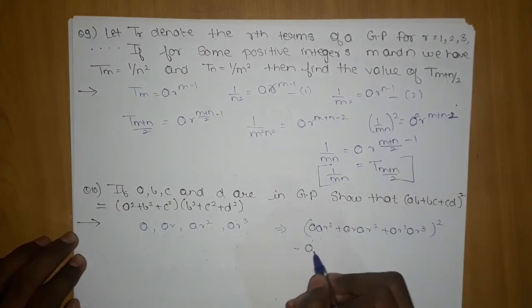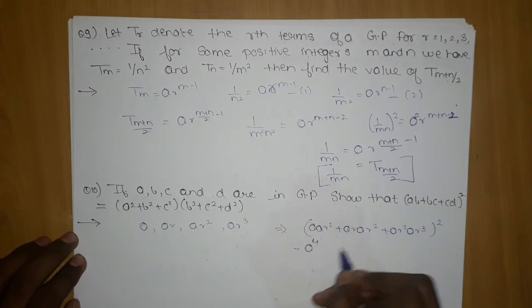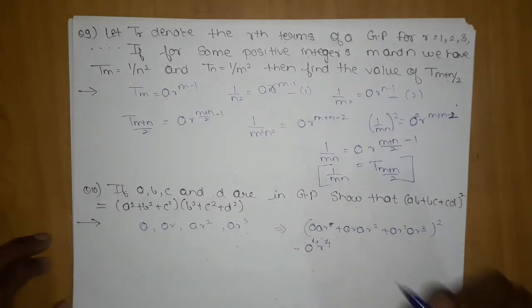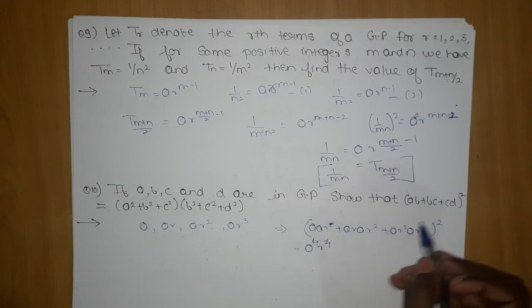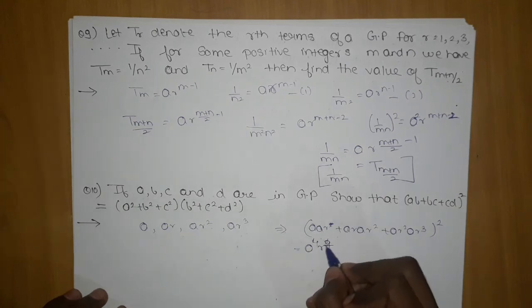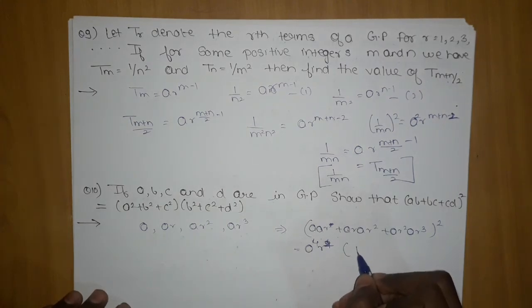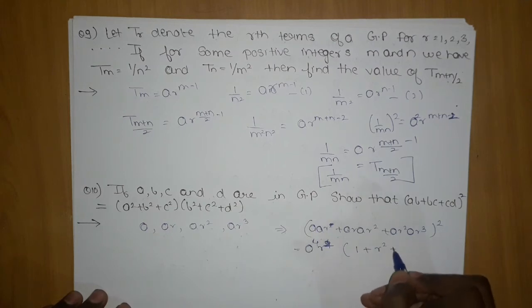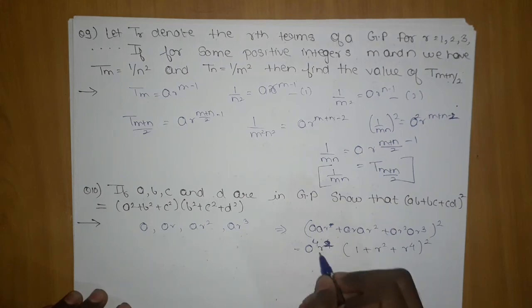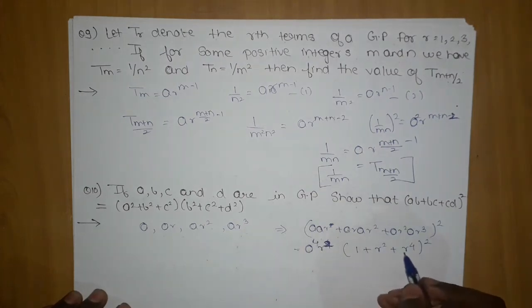which gives me, if I take a square common, this will become a to the 4. If I take r square common, this will become r to the 4. Wait, a into ar, this will be only ar. Okay, and this will be ar into ar square, a cube. So a into ar into, okay, so this will be a square. We will take only r common, so there will be 1 into r square plus r to the 4. Okay, the whole square. So what we have, a raised to 4 r square into 1 plus r square plus r raised to 4 the whole square.